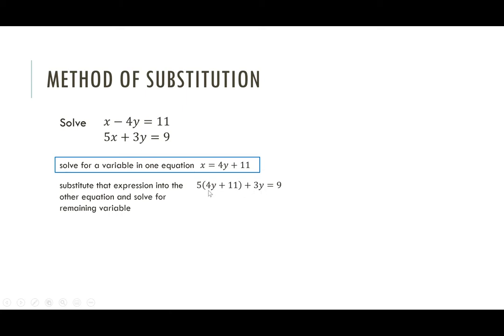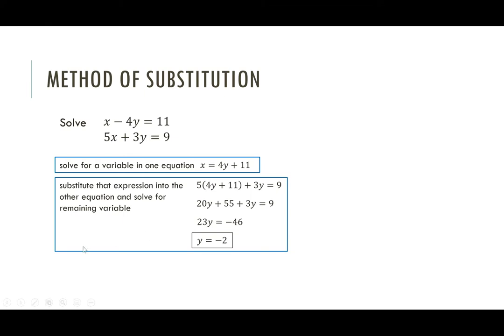And now, all right, it's an algebra method to solve for y. I'll distribute that 5, so I'll get 20y plus 55 plus 3y equals 9. Then I will group the y's, so I get 23y. I'll subtract 55, so I should get 23y equals negative 46. And then divide through by 23 to get y equals negative 2. Woo!